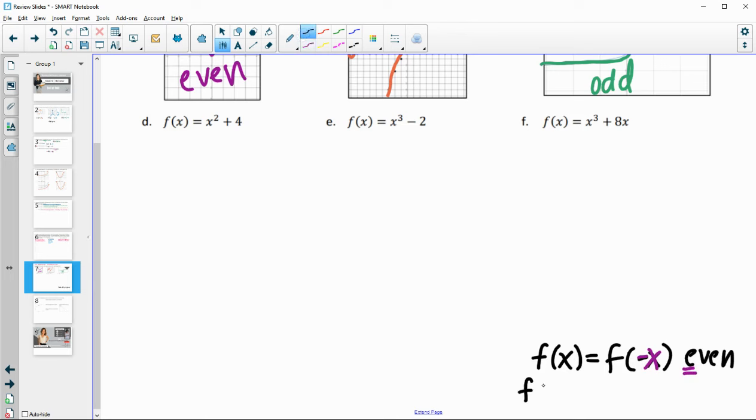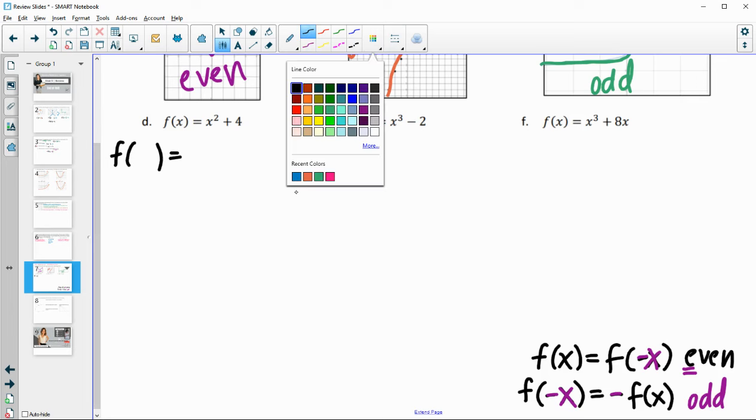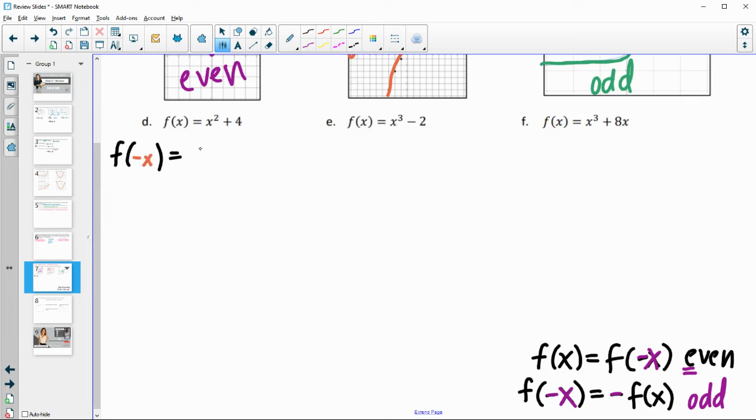If we plug in a negative x and it gives us back the opposite of our function, so everything is exactly the opposite when we plug in a negative x, then we're going to be odd. So opposite, odd, equal, even. So let's go ahead up here and look at just plugging in that negative x. So you plug in the opposite of x into your function.